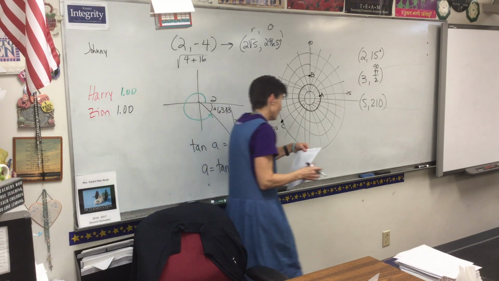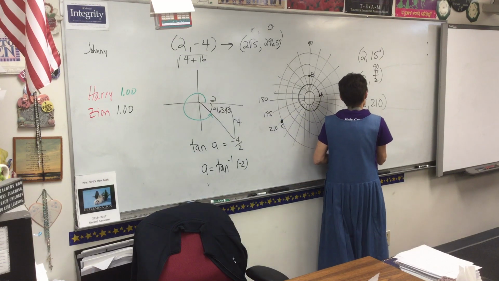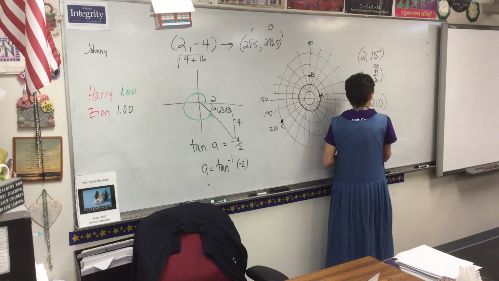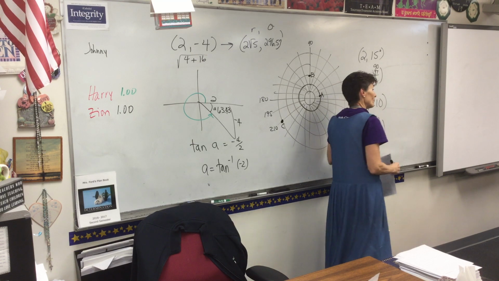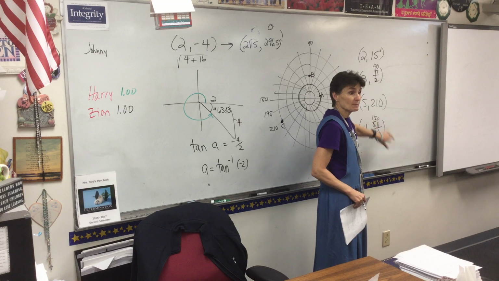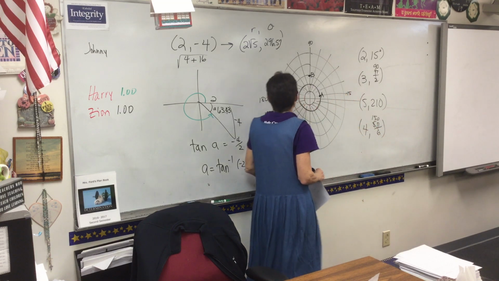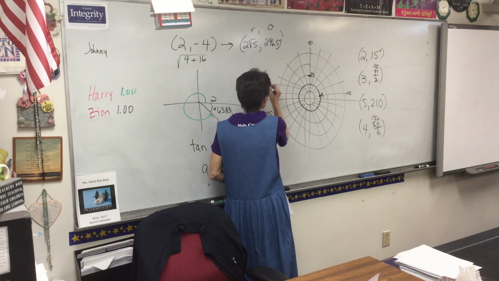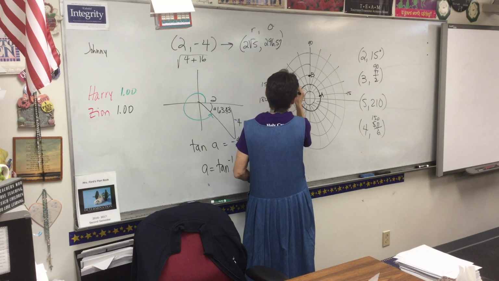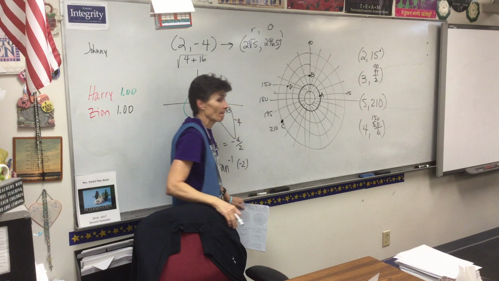And then we have 4, 5 pi over 6. What's 5 pi over 6? 150. And let's go through how we got that again. Pi is 180. Divided by 6 is 30. Times 5 is 150. So your 150 line is marked over here. And you're on the 4th circle out. So that should be D.